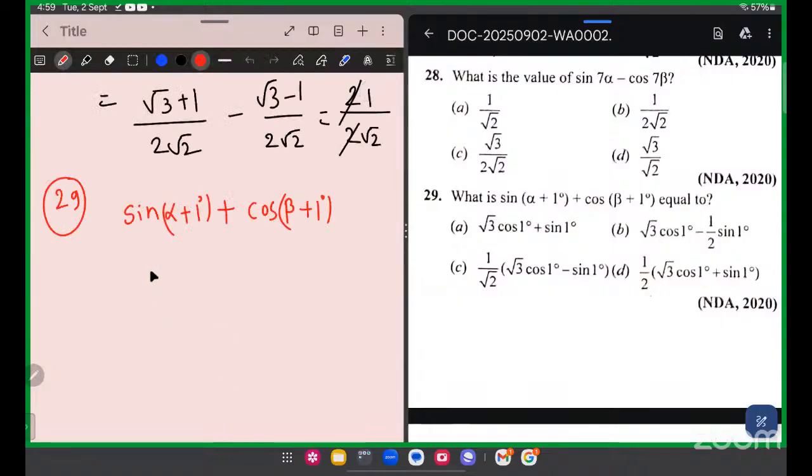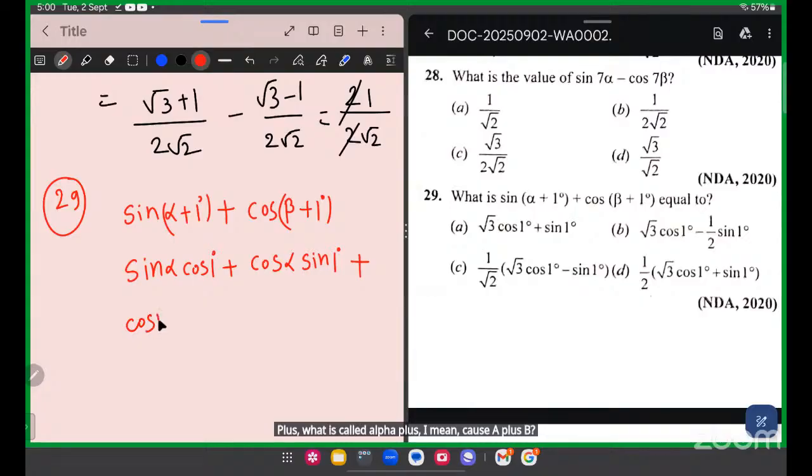What is sine A plus B plus cos A plus B? So it is sine alpha cos 1 plus cos alpha sine 1, plus what is cos A plus B? Cos beta into cos 1 minus sine beta into sine 1.